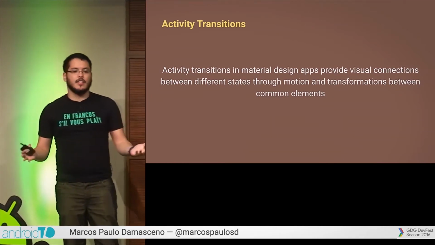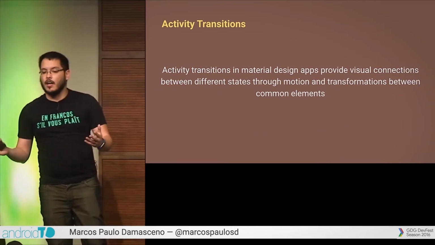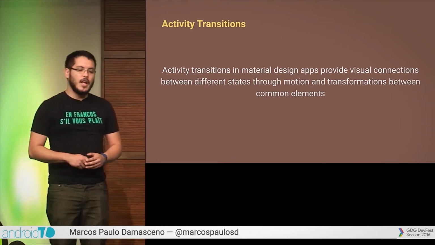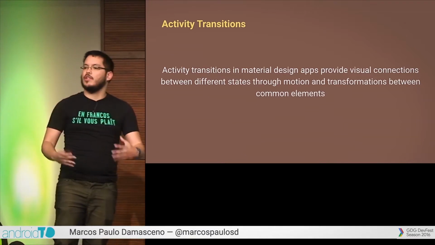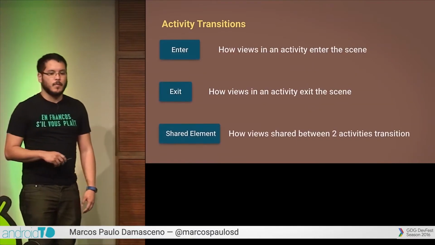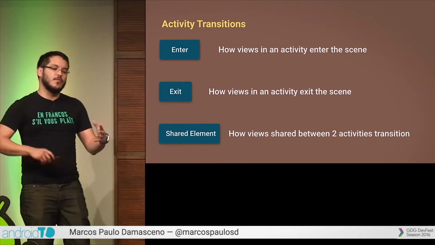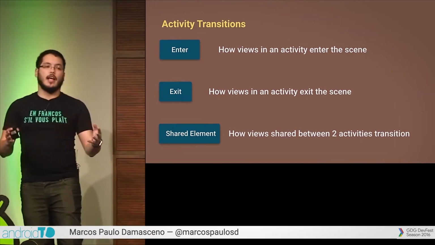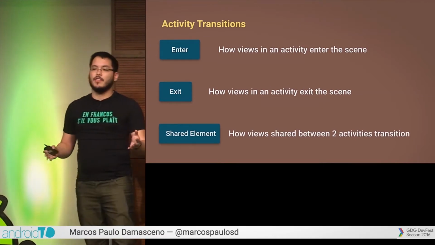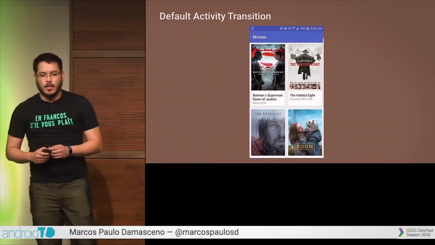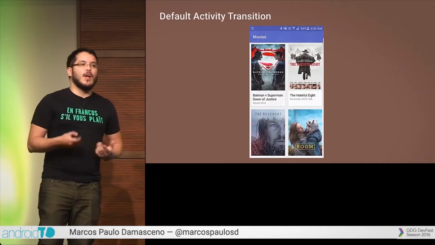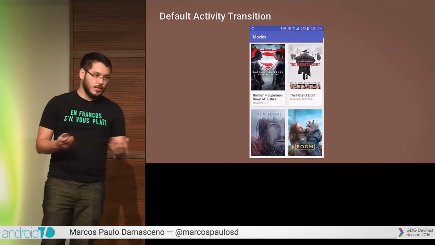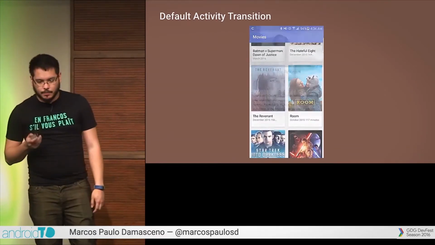So activity transition is an API introduced on Material Design, introduced on 5.0, Lollipop, and it helps you do transformations between two screens. We have enter, exit, return, and re-enter, and many other animations, and many other cases that you can use activity transitions, but we're going to be talking about those three. So this is the default activity transition, right? If you don't specify anything, it's just going to fade in, fade out. It's not that exciting.